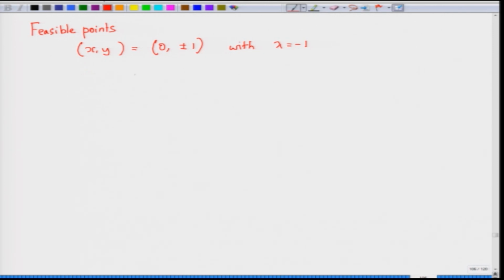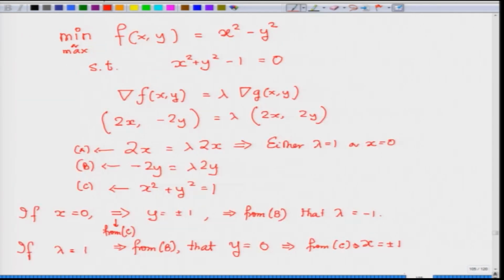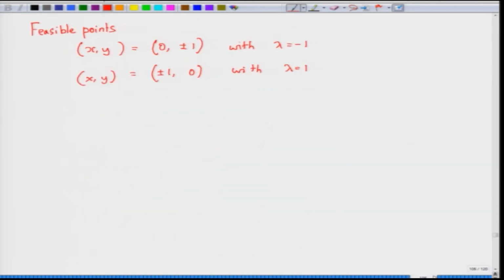So, there is another set of points xy where x is plus minus 1 and 0 with lambda equal to 1, because observe that when lambda equal to 1 we have y equal to 0 and x is this, when x equal to 0 we have y is this, and for that lambda is equal to this. So, these are the two situations.